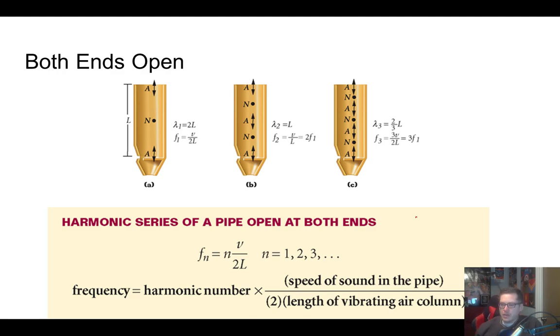Notice that we can have different harmonics, and we're going to draw some of these to help us compare them to the string harmonic series. But first, I just want you to take a moment and write down this formula. Notice that the harmonic series for a pipe open at both ends is exactly the same as the string. It's the harmonic number, the n value, times the velocity, divided by 2 times the length. These n's and v's and L's are exactly the same, so everything's exactly the same as what we just looked at.